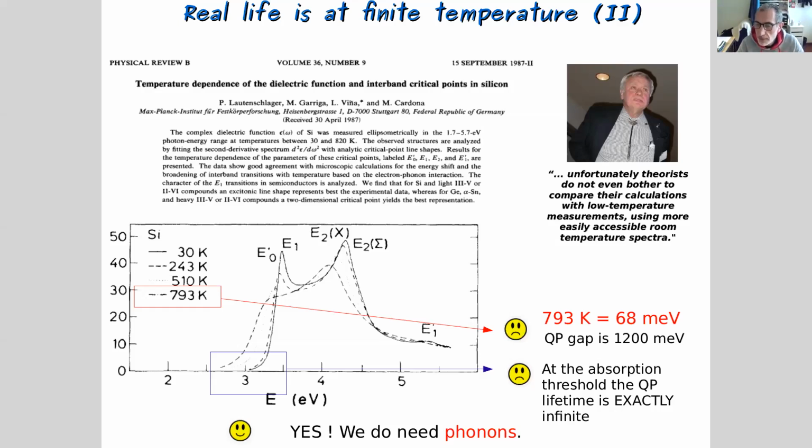Now, if you think in terms of energetics, 793 Kelvin is around 70 millielectron volts, and the quasi-particle gap of silicon is 1,200. So you are really at an order of magnitude of energy where electrons are not feeling anything. Already from this figure, you can deduce that the effect of temperature is sizable. Even if it is accessing very low energy excitations, it is very much visible in the experiment.